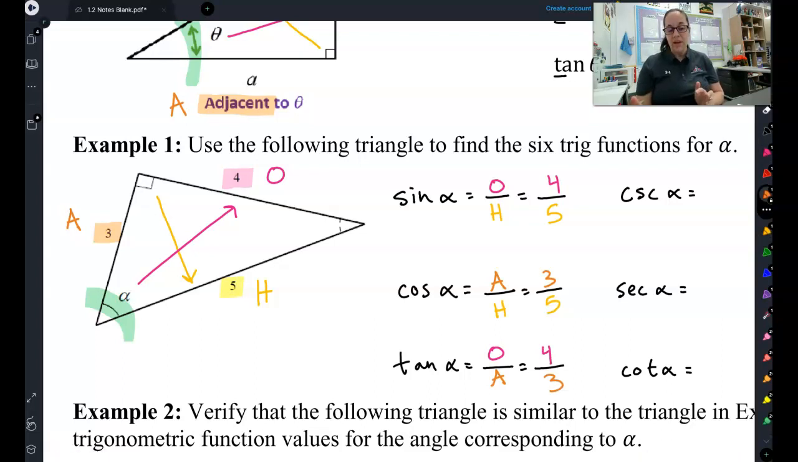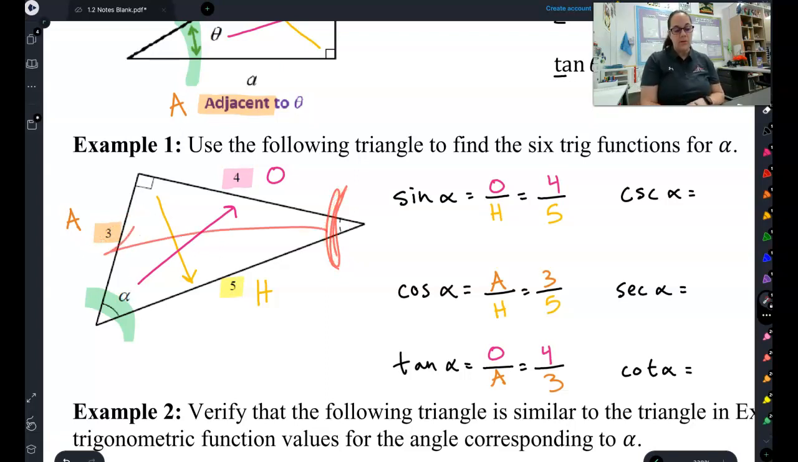You're done. That's all. Now, can you see that if I changed what angle I'm focusing on, so if I focused on this one instead, now this one would be opposite because now it's across from the angle I'm focusing on, and this would be adjacent, which would change my fractions. So just make sure you're always looking at what angle is labeled. That's the one you're focusing on.